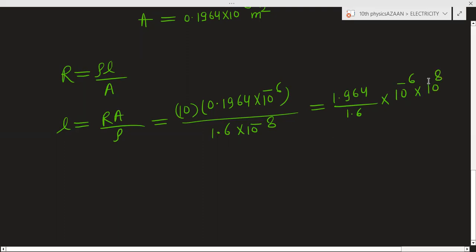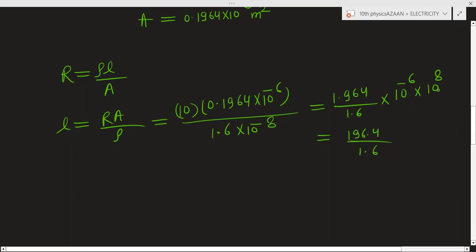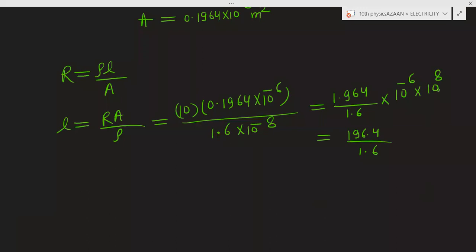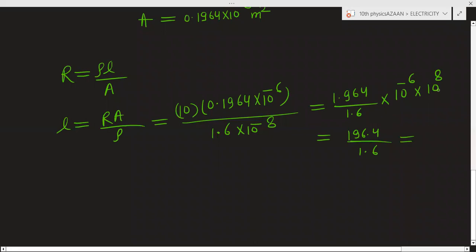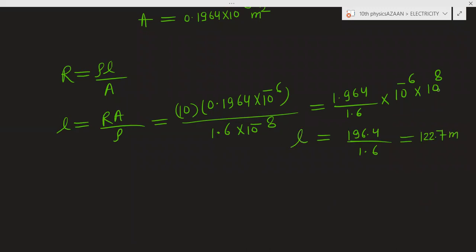Now 10 to the power minus 6, 10 to the power minus 8 become 10 to the power 2. So 10 to the power 2 means 100. When you multiply 100 with this, it will become 196.4 divided by 1.6. So basically you can remove the point, and when you divide this value, you will get the answer 122.7 meter. So this will be the value of length.